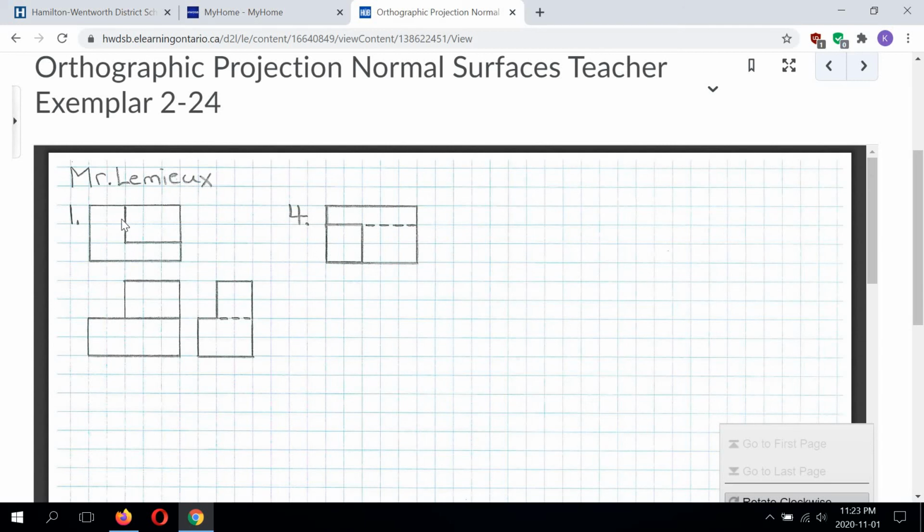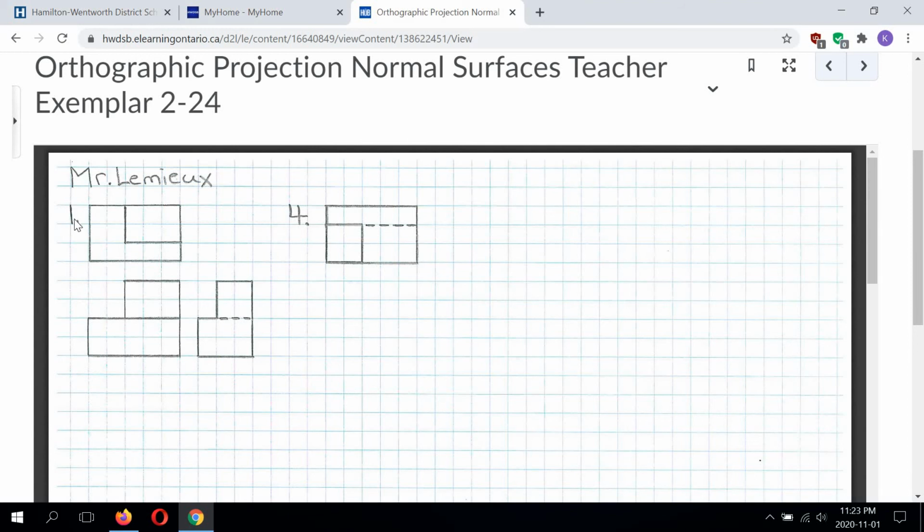All right, so this is what the first one looks like. Now, I've made an error here, and not with the views. I haven't made an error drawing the views. I labeled this as number 1. And what I should have done is label this as number 2. Right? Because this is the second problem.